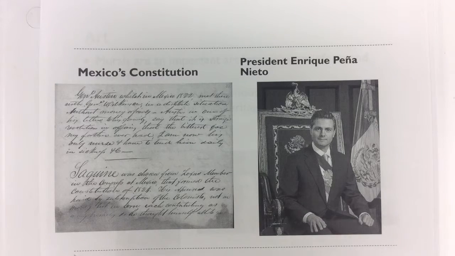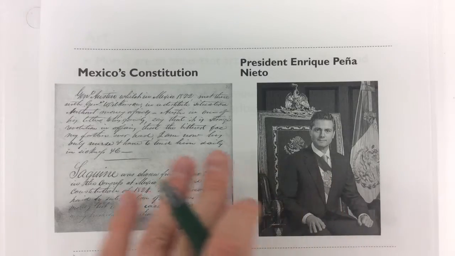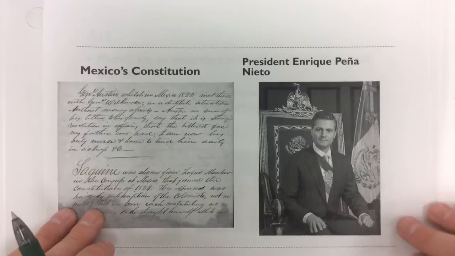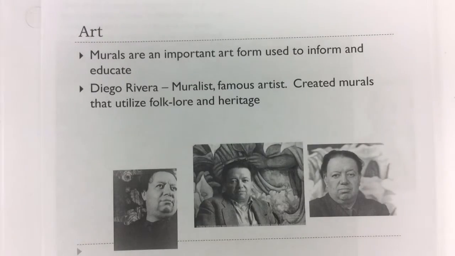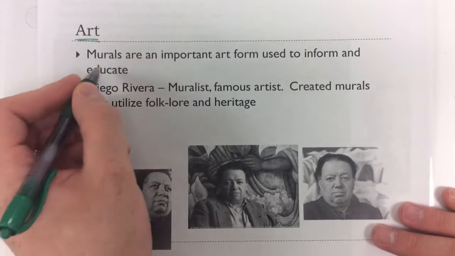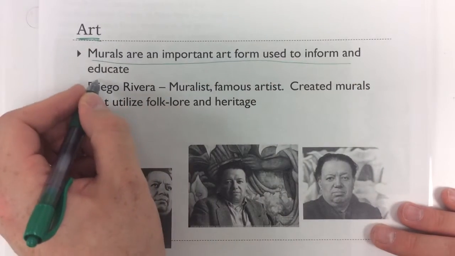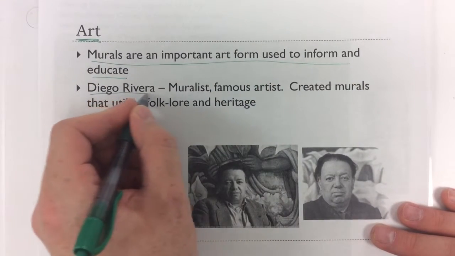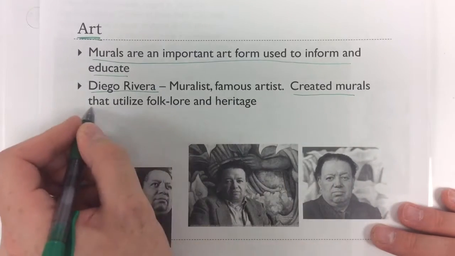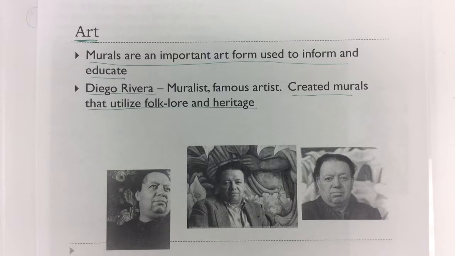So other examples, this is the current president of Mexico, Enrique Peña Nieto, and then this is a copy of the Mexican Constitution, just a piece of it. The next one that we have is art. And on art, you're going to write this part, and you need to know this information right here and this information right here. All right. Everything that's underlined you need to copy down. This one is going to be a lot more information because it's a lot more important information.